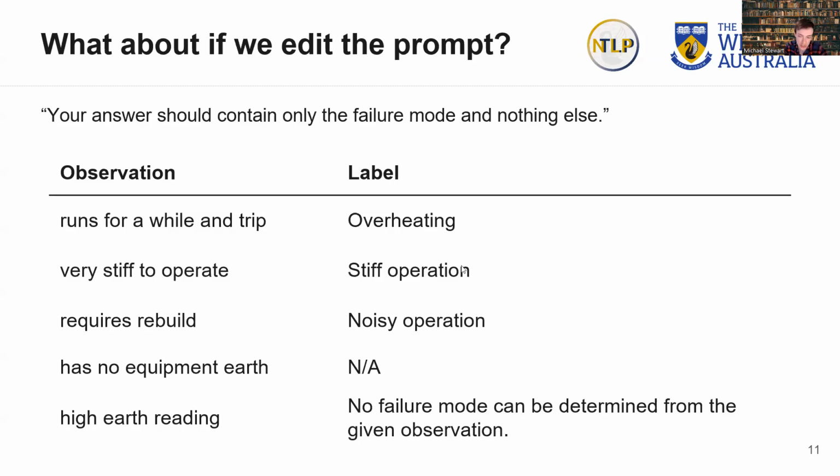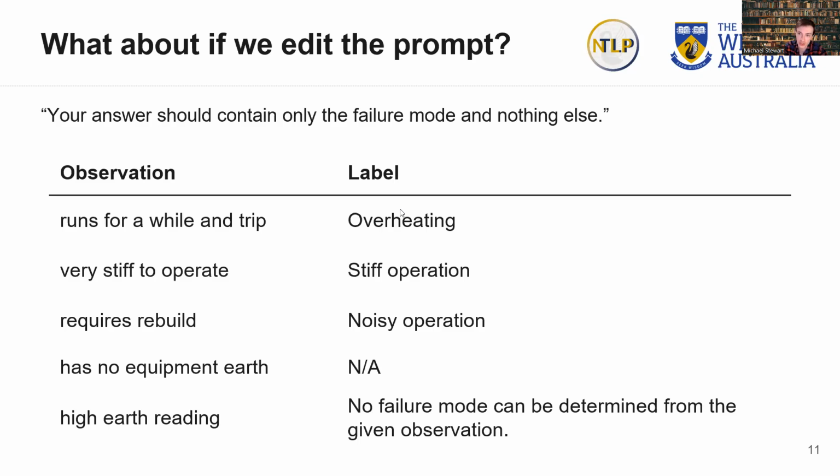Things like stiff operation and noisy operation as well. You kind of get the sense that it's just making up its own failure mode codes. They're not from any kind of engineering knowledge base or anything like that. They're almost hallucinated labels that it's just put together. And if you were to run this over potentially 1,000 work orders, you would end up getting hundreds of different failure modes. So ultimately, this is not really useful either, unfortunately.